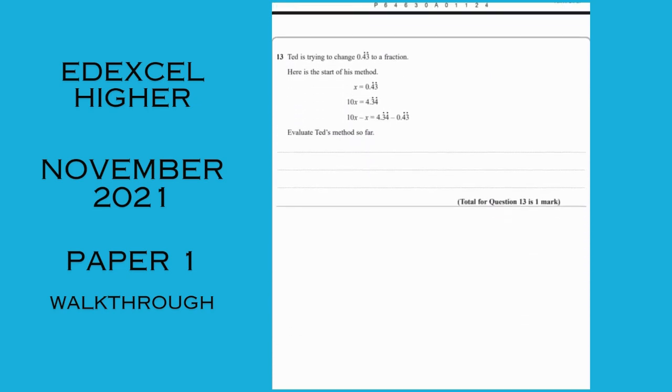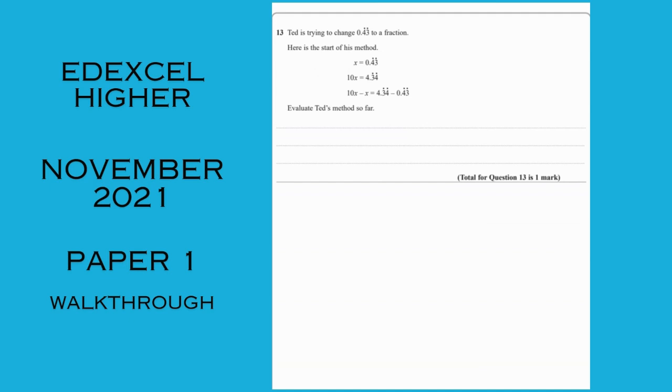Number 13, evaluate Ted's method. Well, Ted, your method is rubbish, because the idea is evaluate Ted's. Well, Ted's wrong for the main thing, and it's on that line.